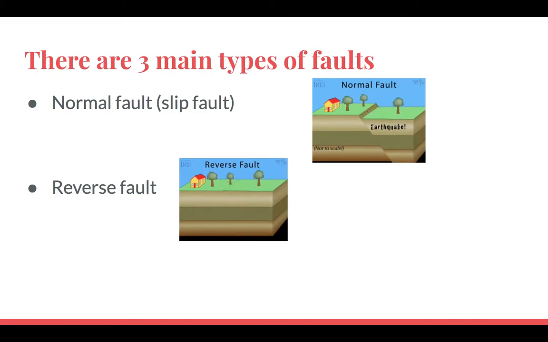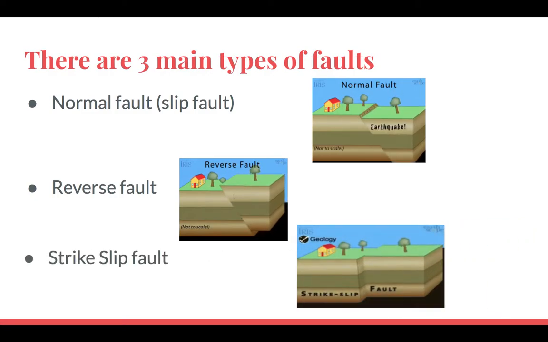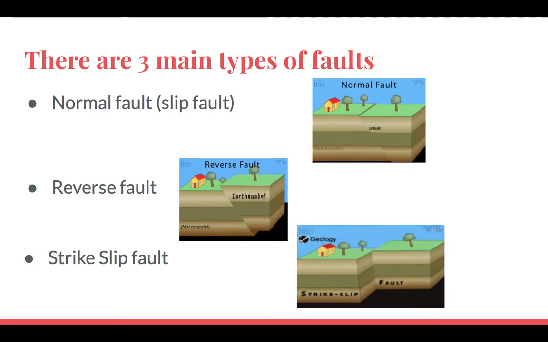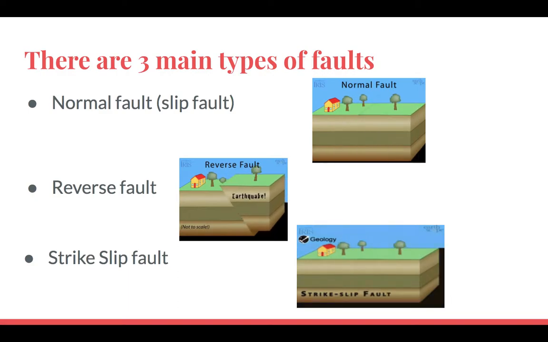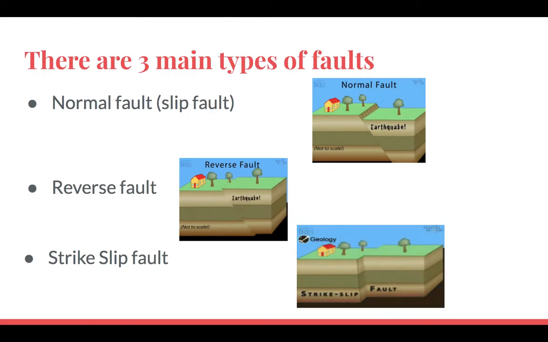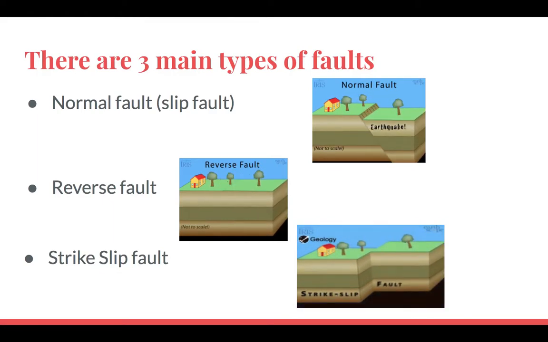And then the last one is a strike slip fault, where the pressure, they're going in opposite directions. So these are very like the boundaries. They move very similar to the boundaries, right? A normal fault would be like a divergent, a reverse fault would be like a convergent, and the strike slip fault would be like a transform boundary.